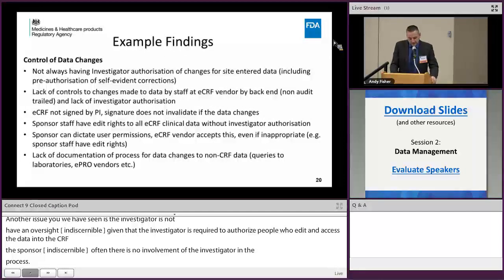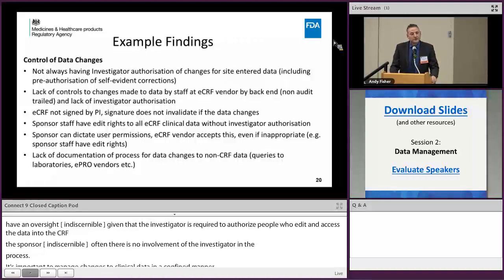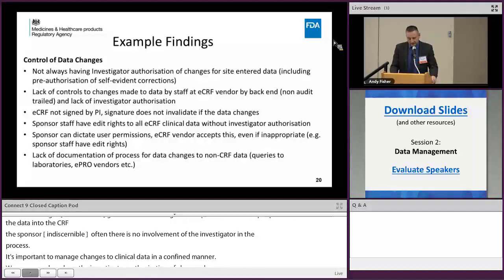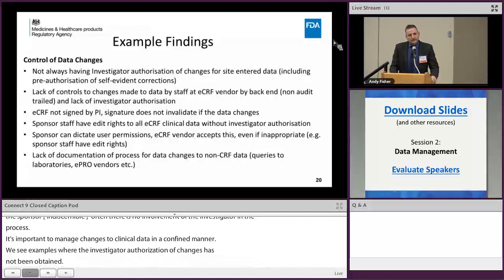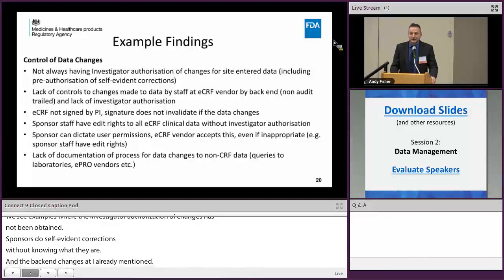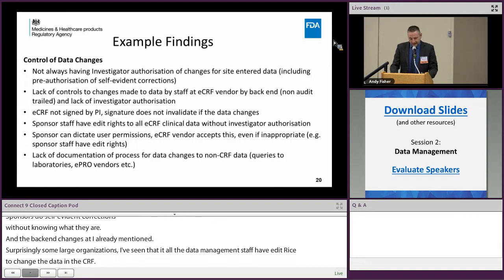I've seen it's important to manage changes to clinical data so they're done in a compliant manner. We see examples where the investigator authorization of changes is not being obtained. For example, sponsors do self-evident correction changes without the investigator knowing what they are, and the back-end changes I already mentioned. Surprisingly, in some large organizations, I've seen that virtually all the data management staff have edit rights to change the data in the CRF, and that's happened at several large sites, although they have corrected that fairly quickly. Again, this comes back to the investigator authorizing who's entering data into the CRF.